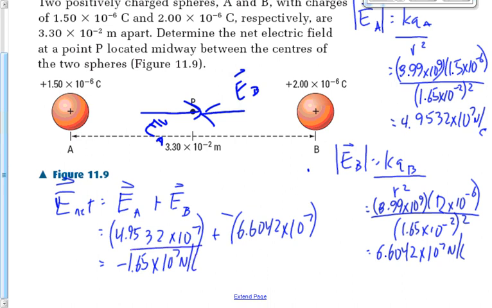What does it tell you about the direction of that net field? To the left. We could have predicted that, right? This producer B is a bigger charge. It's going to produce a bigger field given the same distance. So of course the net field is going to be to the left. It should end up being a negative value.